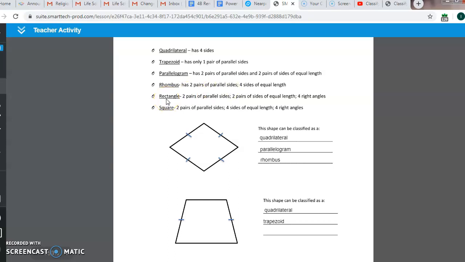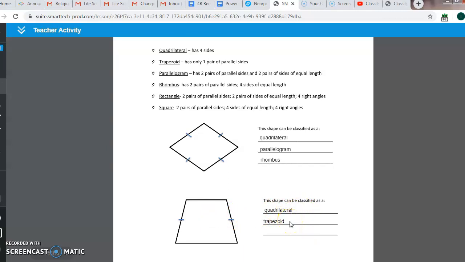Let's see if it's a rectangle. A rectangle also has 2 pairs of parallel sides, and our shape only has 1. So again, it cannot be a rectangle. Last but not least, a square. Let's see if it's a square. Well, a square has two pairs of parallel sides. Our shape only has one. Therefore, this shape cannot be a square. So this shape below is only a quadrilateral and a trapezoid.